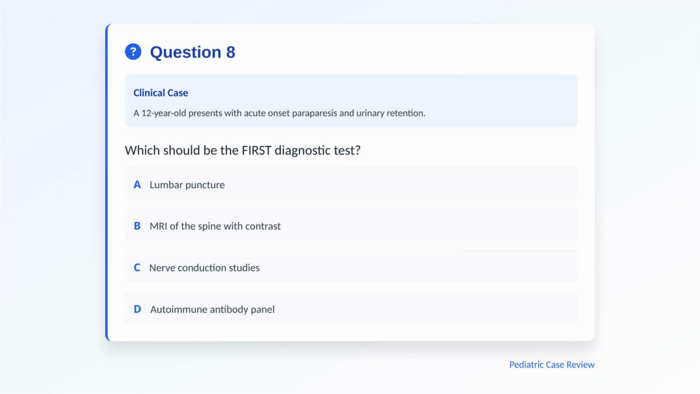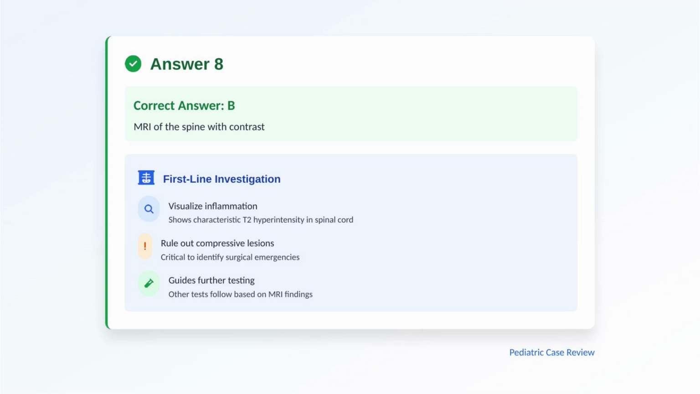A 12-year-old presents with acute onset paraparesis and urinary retention. Which should be the first diagnostic test? A. Lumbar puncture. B. MRI of the spine with contrast. C. Nerve conduction studies. D. Autoimmune antibody panel. The correct answer is B.